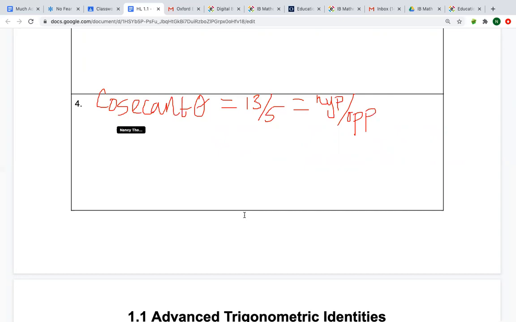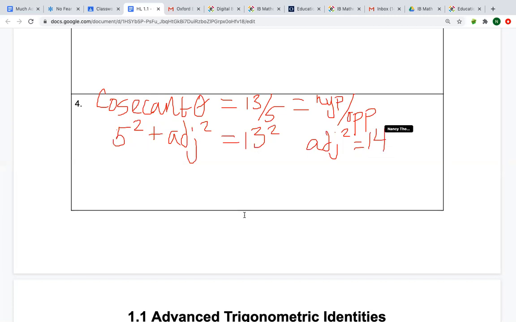So then I know that I can use Pythagorean's theorem to find the missing side. So it would be 5 squared plus the adjacent side squared is equal to 13 squared. And that means that adjacent squared, when you simplify it, is equal to 144. So therefore, the adjacent side is 12.